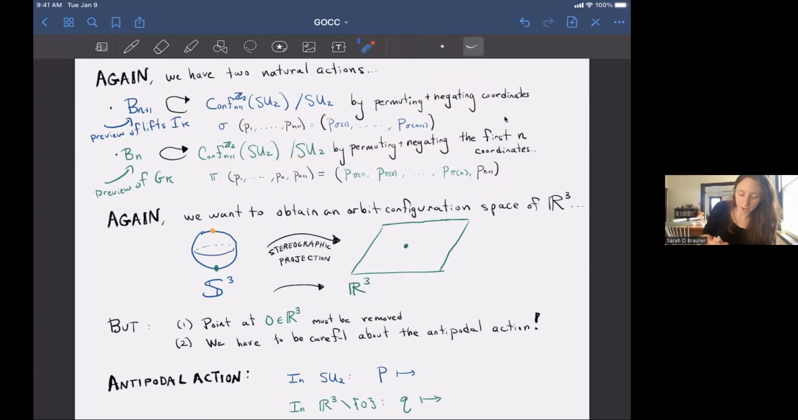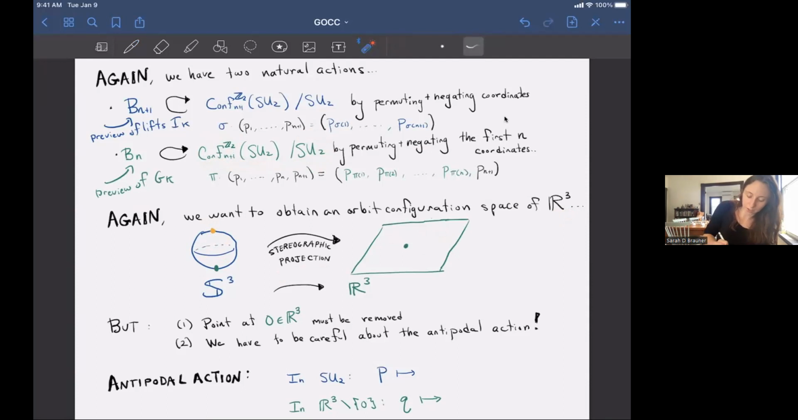Okay, and so again, I want to relate this space. In type A, I didn't have a Z2, but I had this quotient, and I related it to the configuration space of R3. Now I want to take this space and relate it to some orbit configuration space of R3 that's not a quotient. I want to do it in the same way, which is via stereographic projection. But I have to be a little bit careful here, because in type A, I was picking endpoints on the sphere and I wasn't allowed to pick the North Pole. That's okay because that's exactly the same thing as stereographic projection.